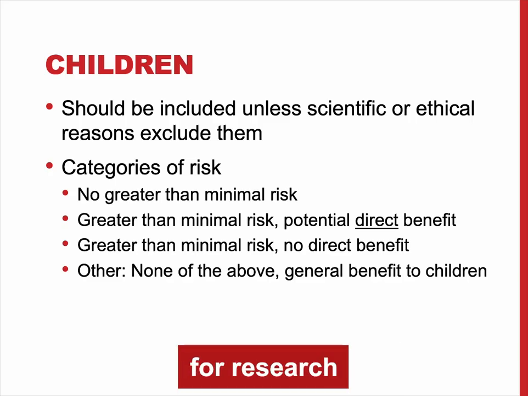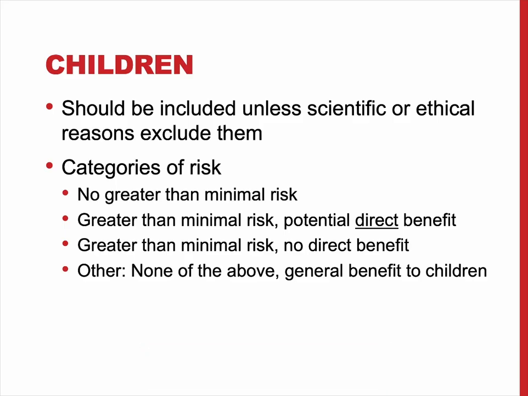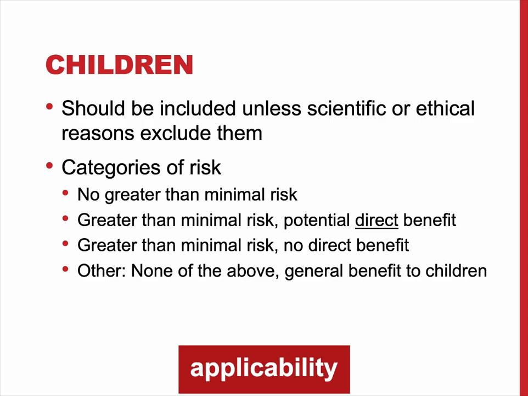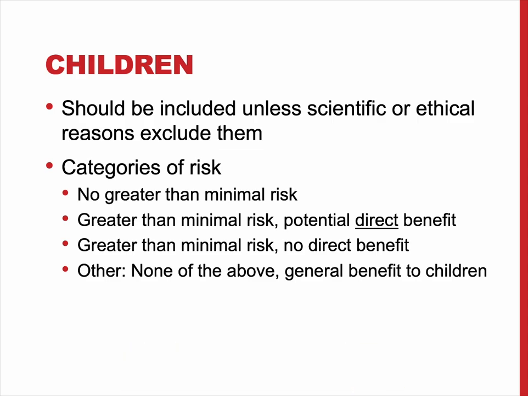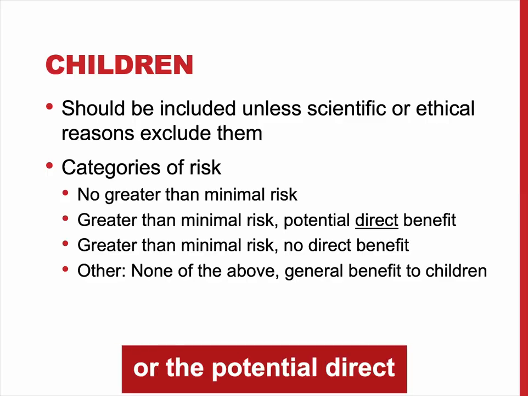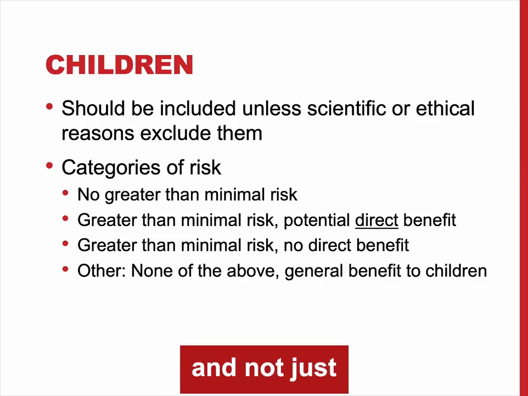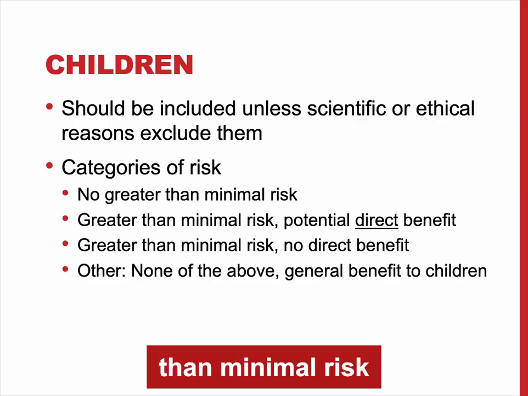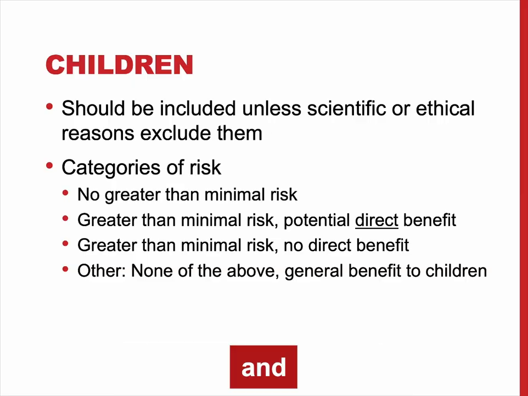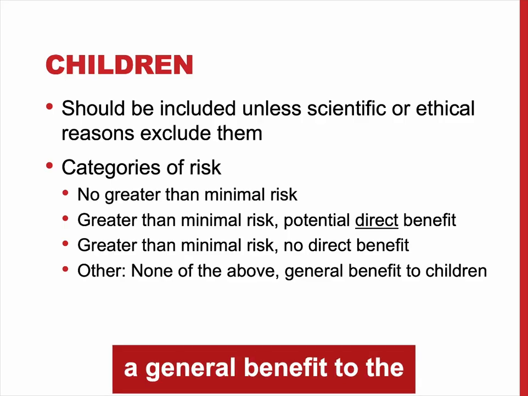Research in children is necessary for research to be applicable to children. Children should be included unless there are scientific or ethical reasons to exclude them. Categories of risk to determine applicability to children include: 1. No greater than minimal risk encountered in daily life. 2. Greater than minimal risk with a potential direct benefit. The term direct benefit means a specific benefit to the subject and not just generalizable benefit to the population. 3. Greater than minimal risk with no direct benefit. And 4. Other, not meeting any of the above criteria but may provide a general benefit to the pediatric population.